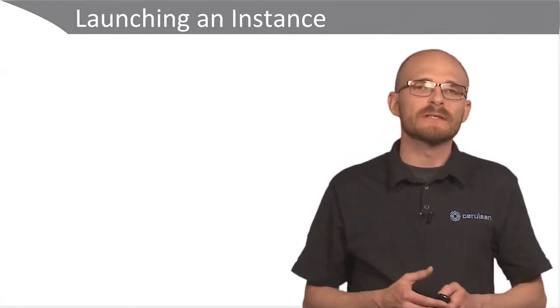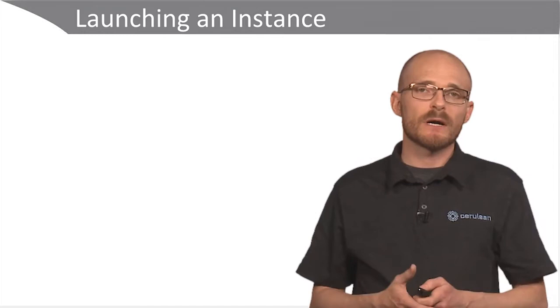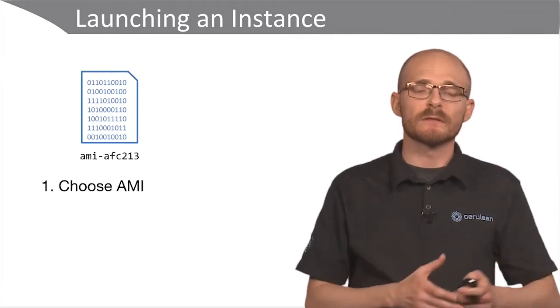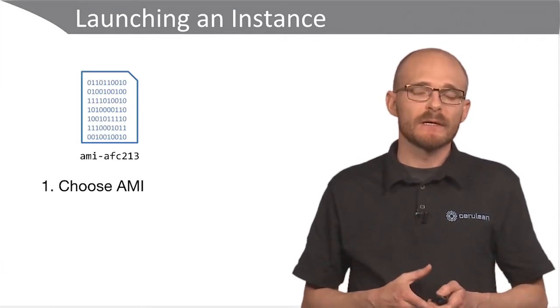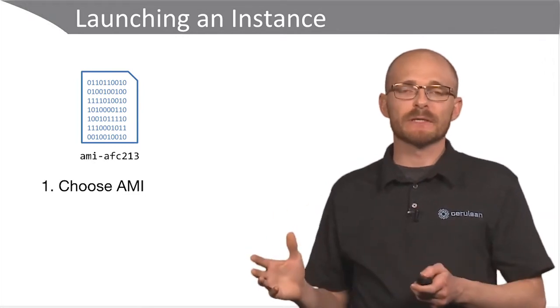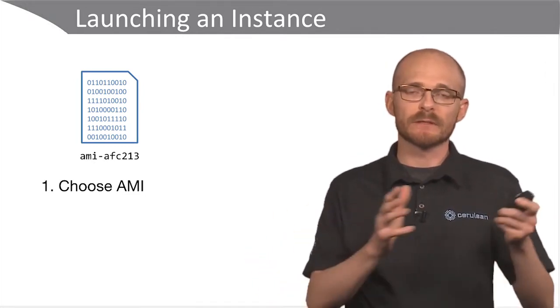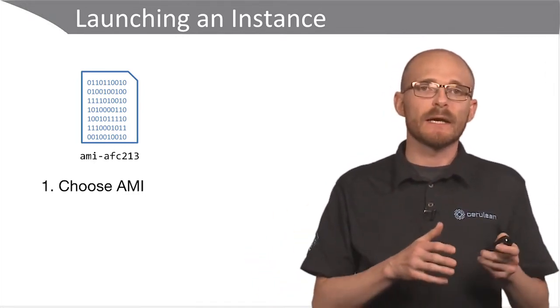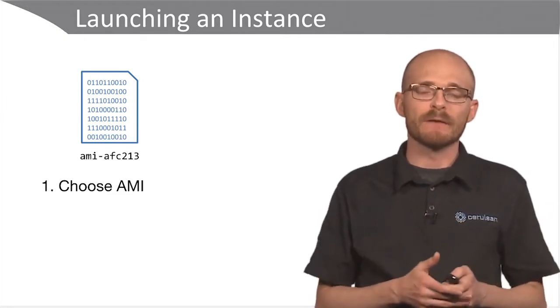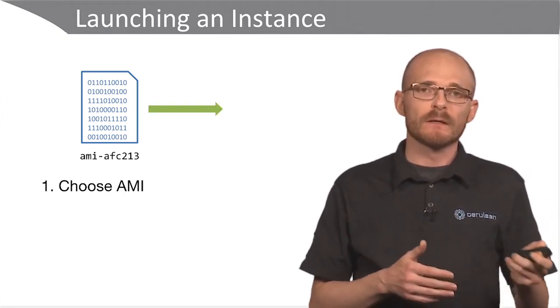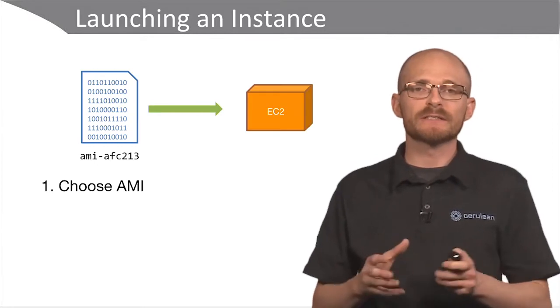So to launch an EC2 instance, it's a simple process. We simply choose the Amazon machine image according to the needs of that particular application, choosing the right operating system and any other software that may have been installed. We then use that to launch an EC2 instance.